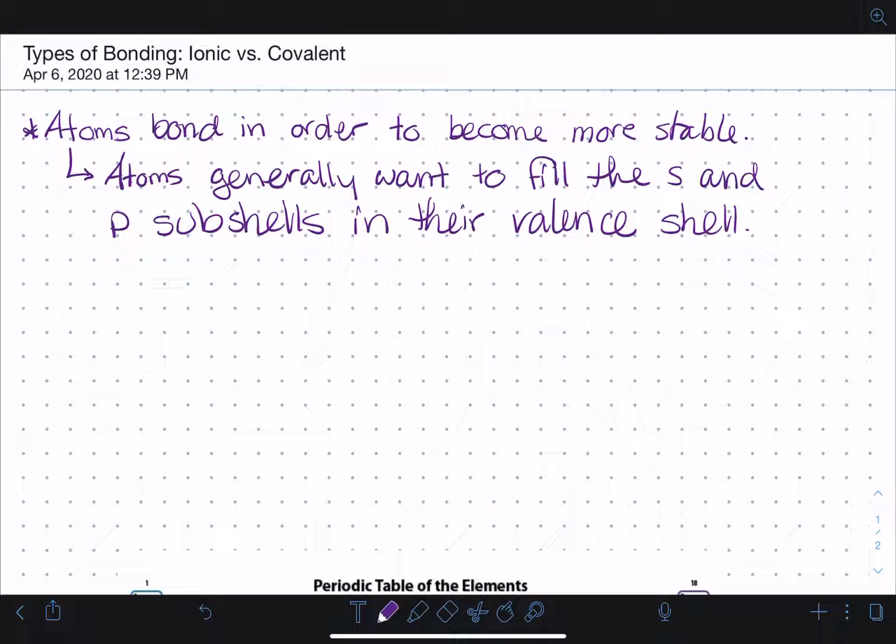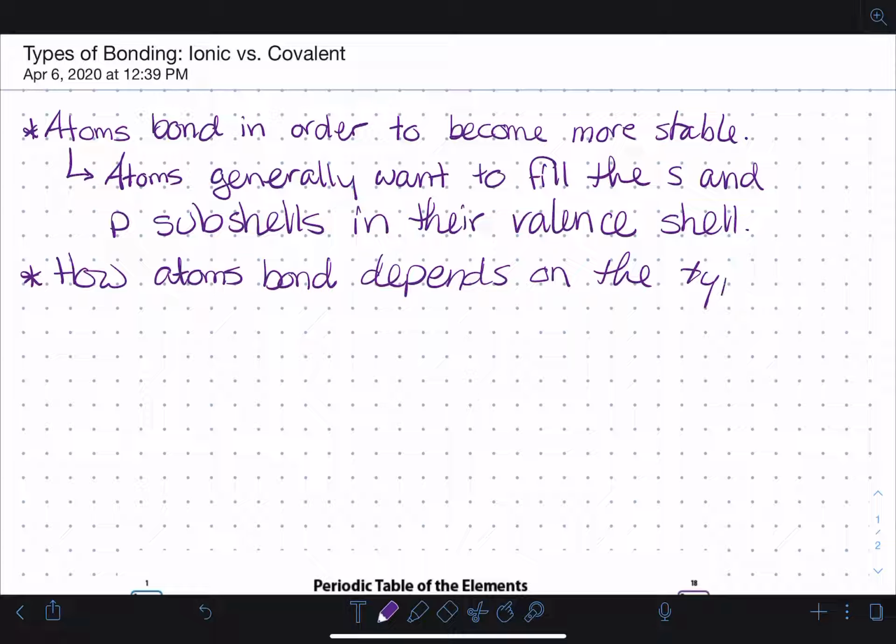So how they achieve this filling of their valence shell depends on the type of atom. So how atoms bond depends on the type of atom. So different elements tend to be involved in different types of bonds, and sometimes it depends upon what they're connected with.